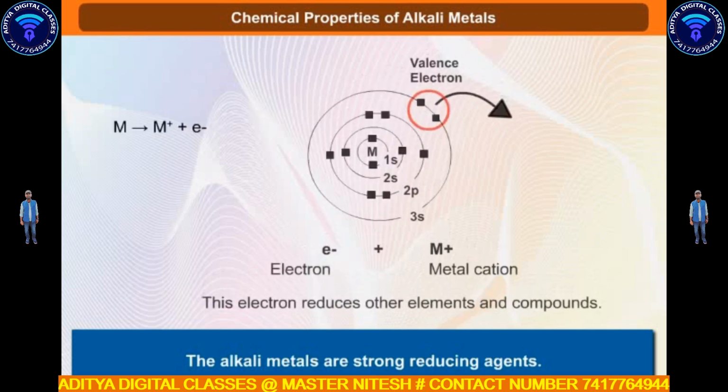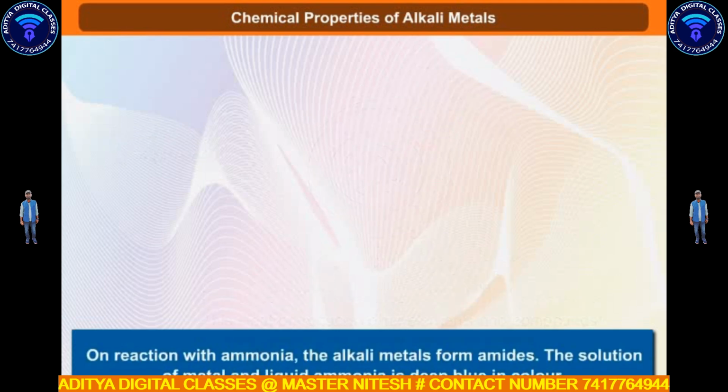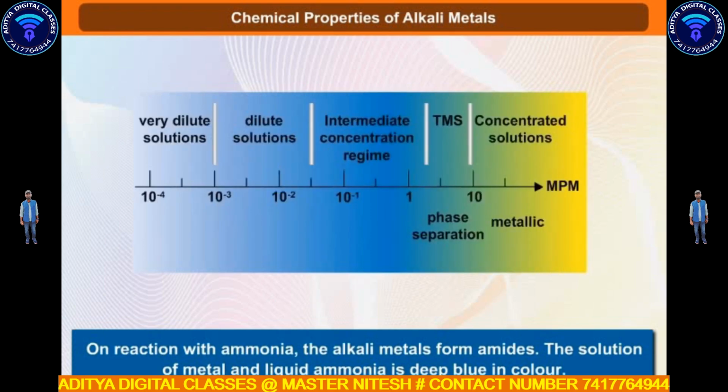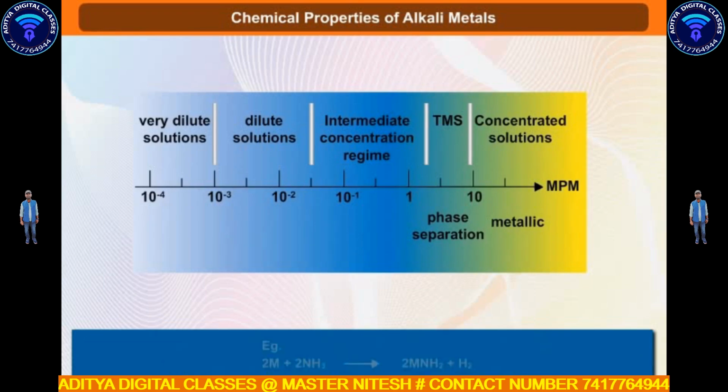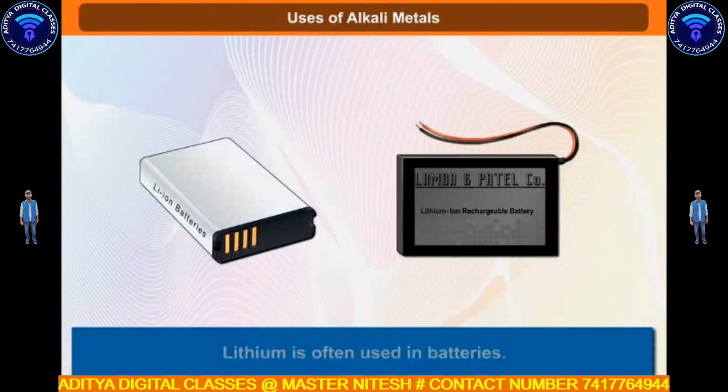All the alkali metals are strong reducing agents because they readily donate electrons. They are quite reactive, even reducing water. On reaction with ammonia, the alkali metals form amides. The solution of metal in liquid ammonia is deep blue in color. An example is shown.